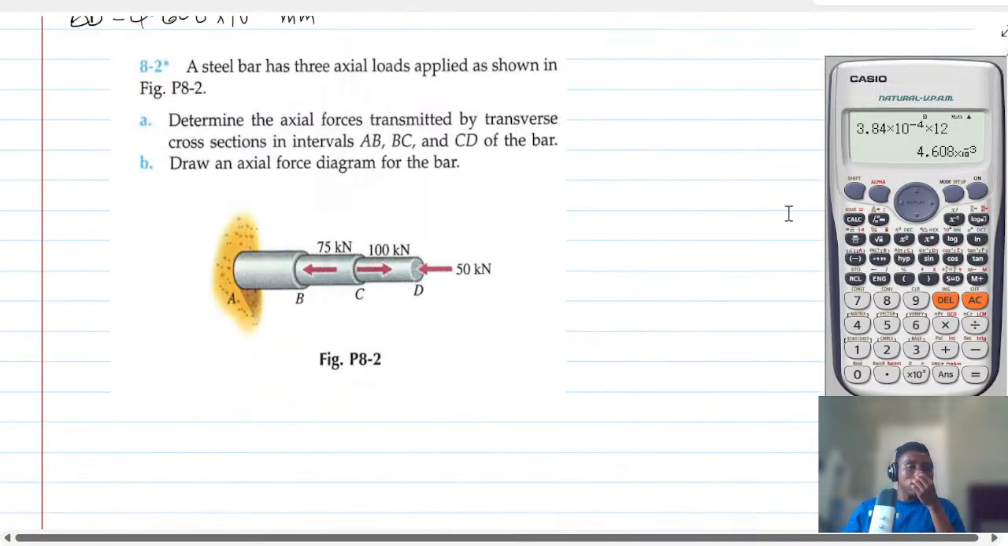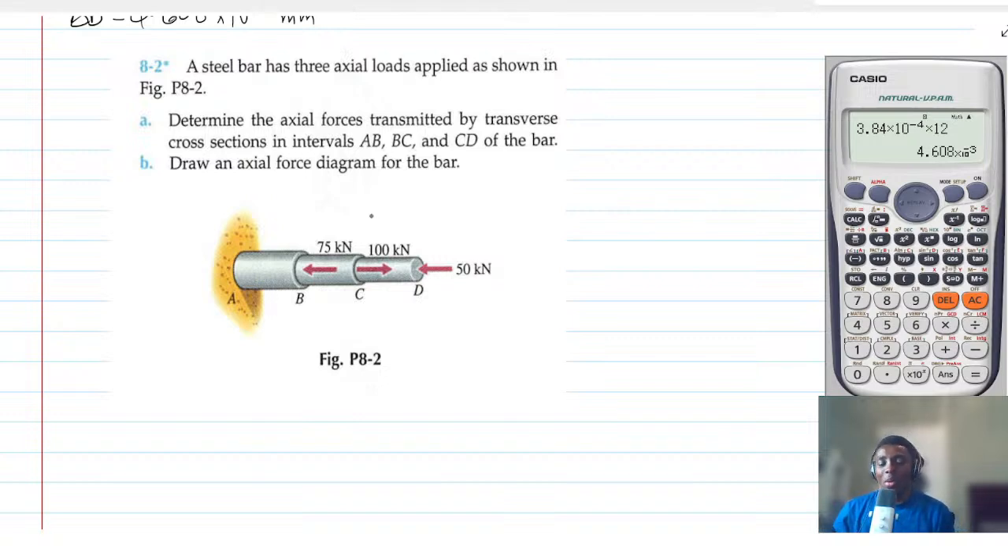Sometimes you may be given something like this, where you have a structure like this, and you've been asked to find the internal forces, and then maybe find the stress. So this is how you are going to do it.